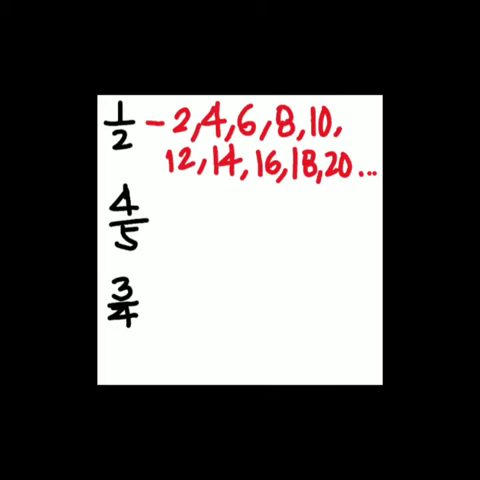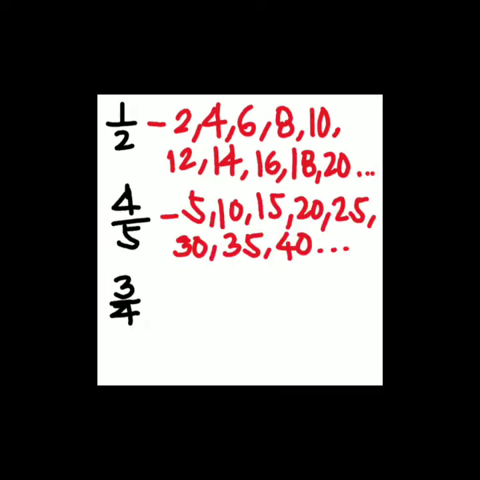Least common denominator, or the LCD, is defined as the least common multiple of the denominators of a fraction or a set of fractions. For example, the fractions such as 1 over 2, 4 over 5 and 3 over 4 will have the following multiples of the denominators. For the fraction 1 over 2, the multiples of the denominator 2 are 2, 4, 6, 8, 10, 12, 14, 16, 18, 20, and so on.